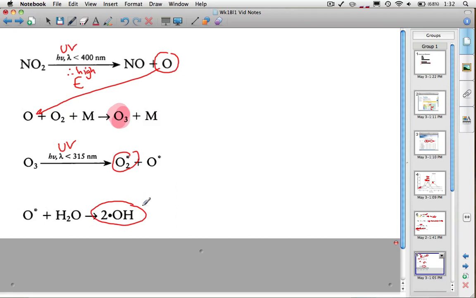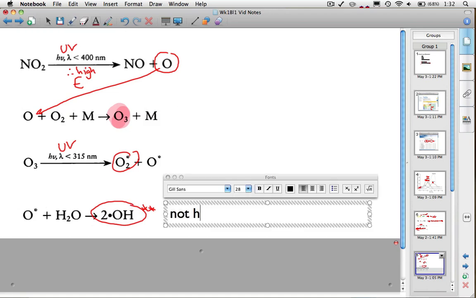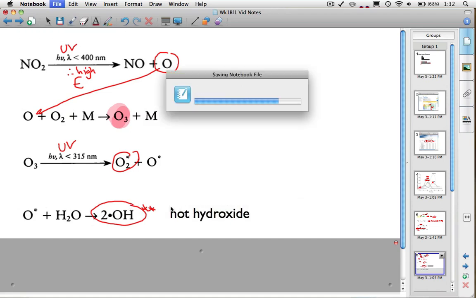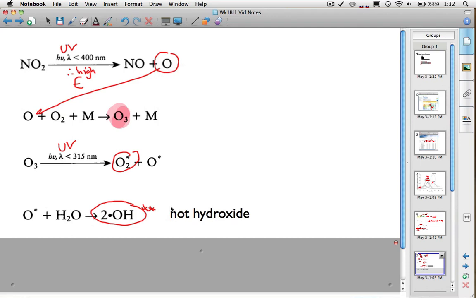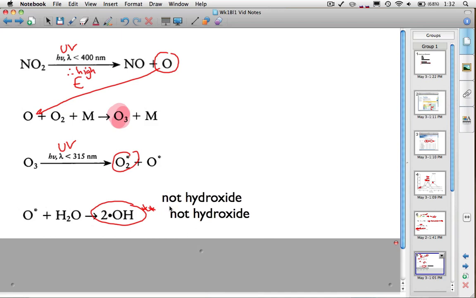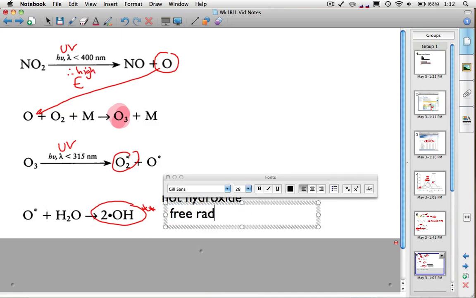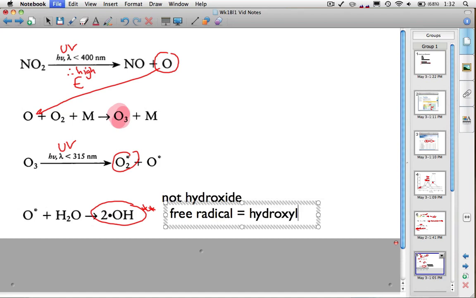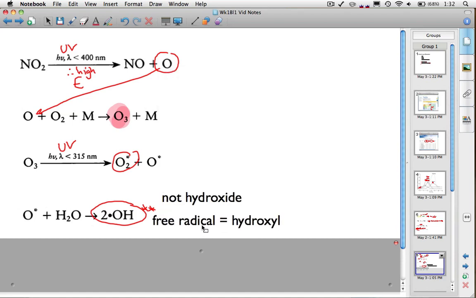And this is super, super important. This looks like hydroxide, yeah? But it's not hydroxide. This distinction is important. Hydroxide, as you know, is an ion. It has a negative charge to it. This stuff doesn't have a negative charge. It's almost like a molecule. It's called a free radical, and the name for this particular free radical is the hydroxyl free radical. And this stuff is both nasty and really important.